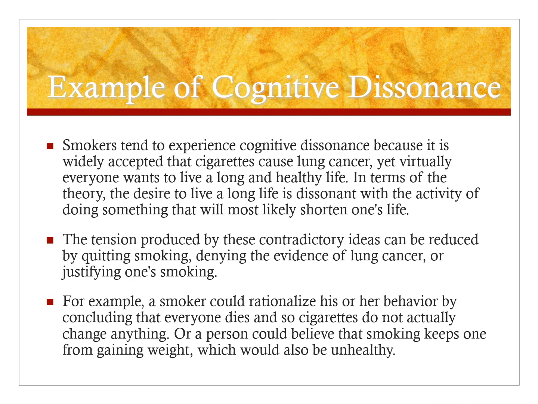Here are some examples. The first one: smokers tend to experience cognitive dissonance because it is widely accepted that cigarettes cause lung cancer, yet virtually everyone wants to live a long and healthy life. So in terms of the theory, the desire to live a long life is dissonant with the activity of doing something that will most likely shorten one's life. The tension produced by these contradictory ideas can be reduced by quitting smoking, denying the evidence of lung cancer, or justifying one's smoking.